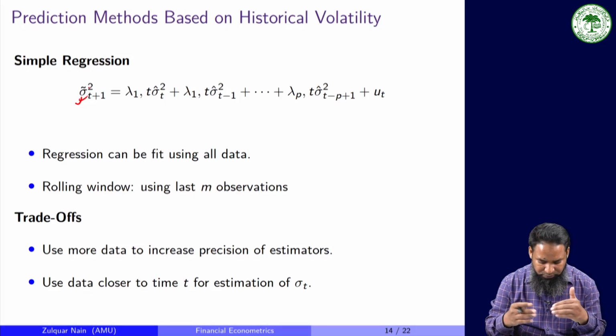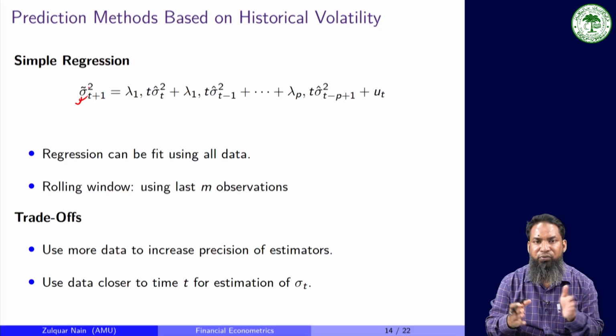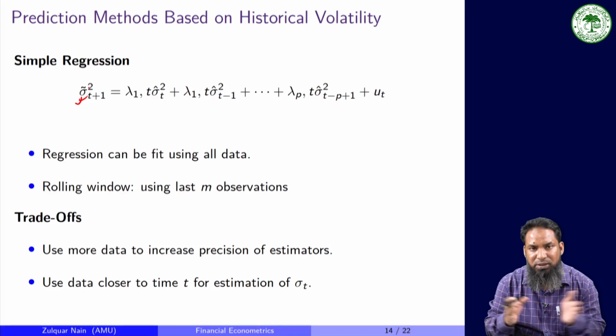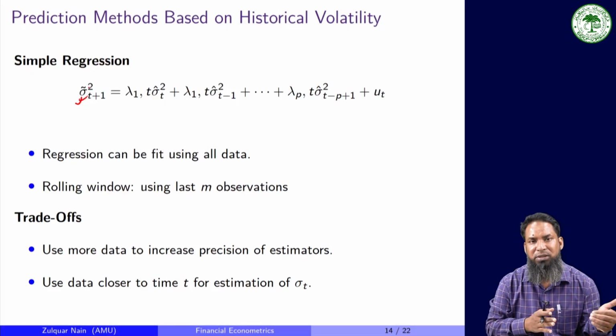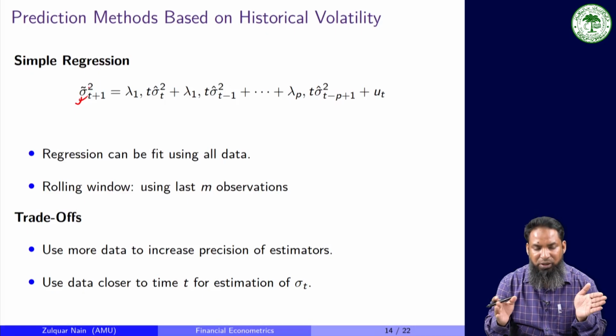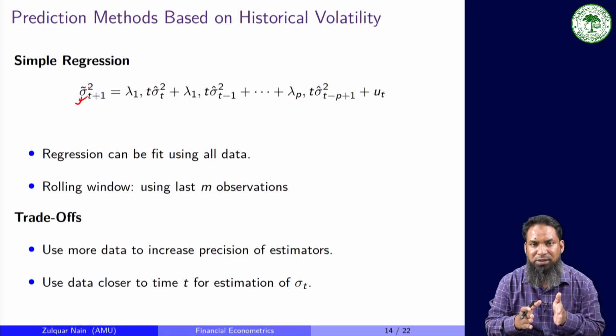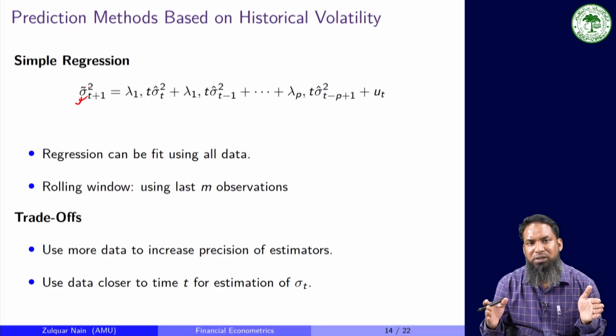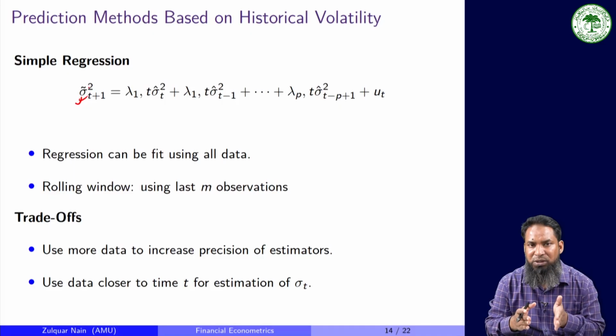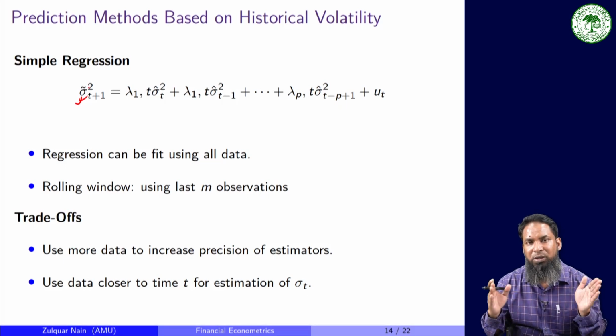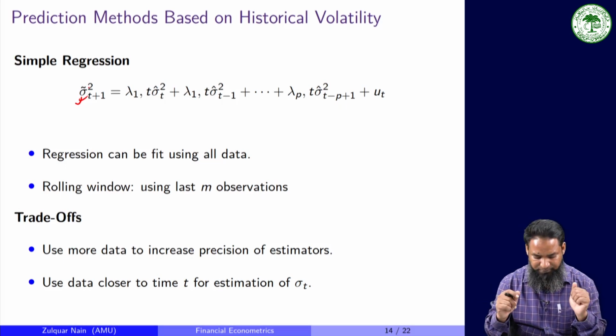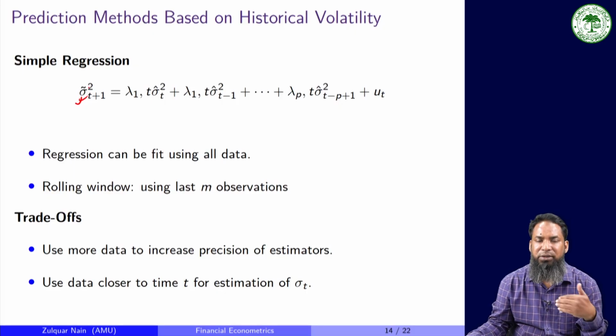However, if you are using less data, that means we are giving more weightage to the recent observations compared to the distant past observations. So if you keep your number of observations low, there is more chance of error. Whereas if you increase the observations, there is a chance for more precise estimators. However, it will also give weightage to the distant observations. So there is always a trade-off.